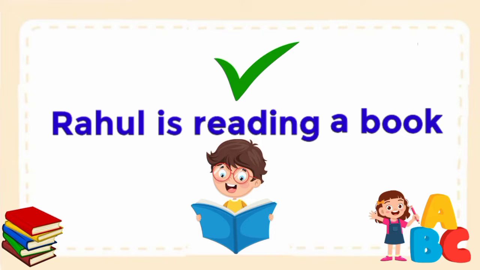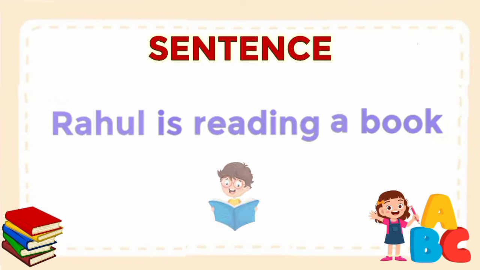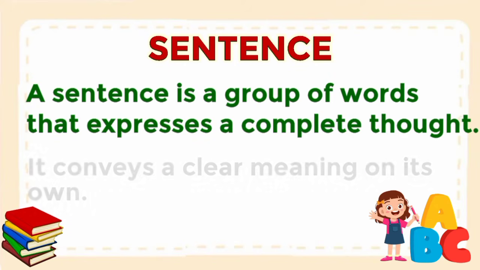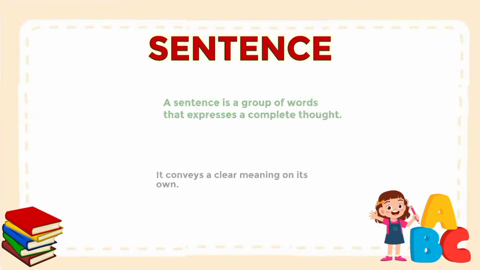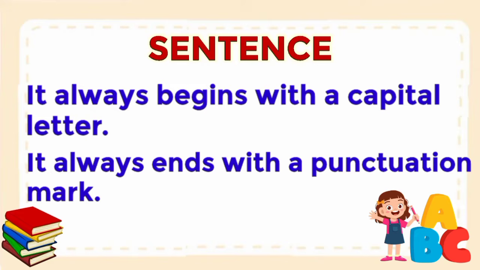So, a group of words that make some sense is called a sentence. Rahul is reading a book is a sentence. A sentence is a group of words that expresses a complete thought. It conveys a clear meaning on its own. We need to remember that a sentence always begins with a capital letter and it always ends with a punctuation mark. It could be a full stop, a question mark, or an exclamation mark.